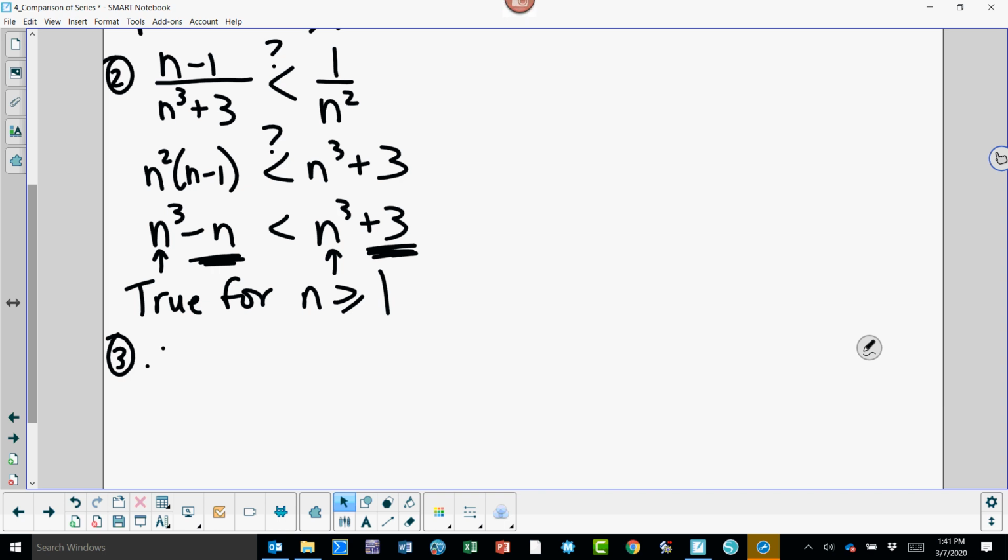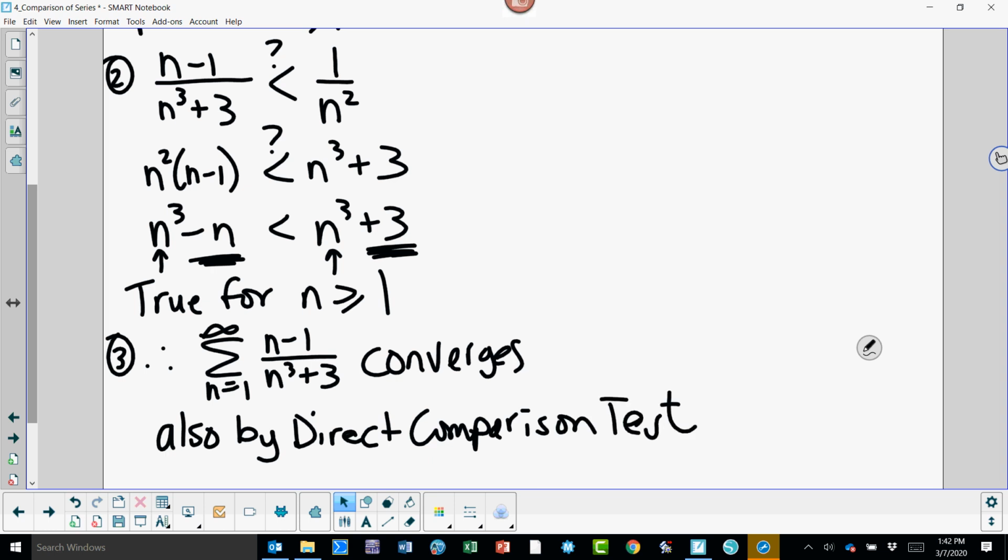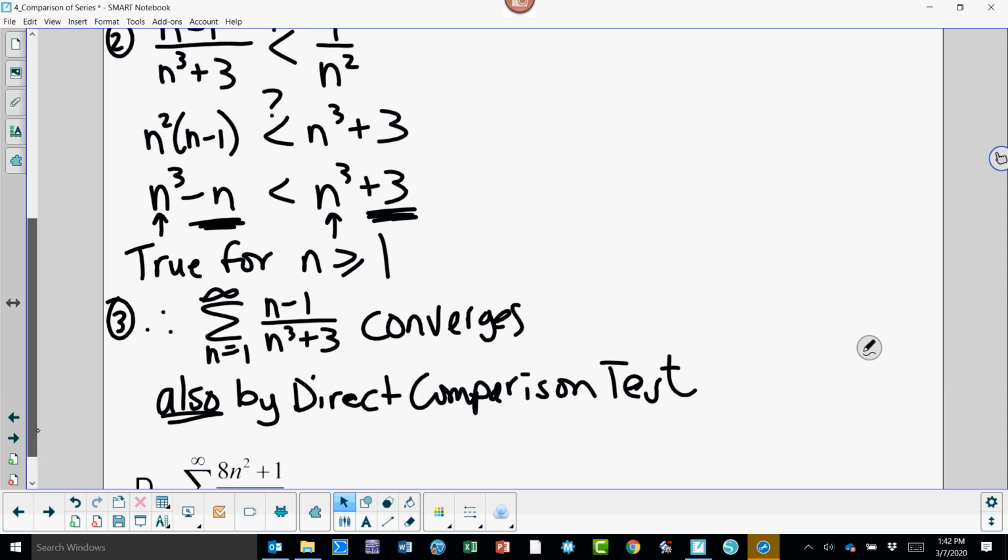So then the third thing is make my conclusion. Therefore, and I always write out the original series. Don't ever use a sub n or say "therefore it converges" or anything. Always put the original so there's no confusion about what you're saying converges. And I would say it converges also by direct comparison test. Okay, so again, you have to say all of those words every time. And I like the word "also" because I'm comparing two things, so that does help me remember that they do the same thing once the comparison works.